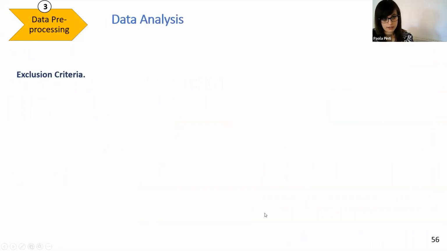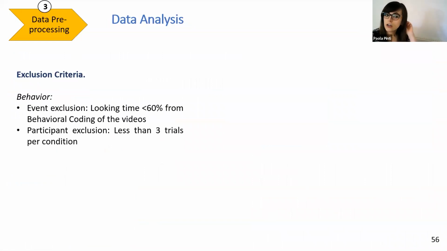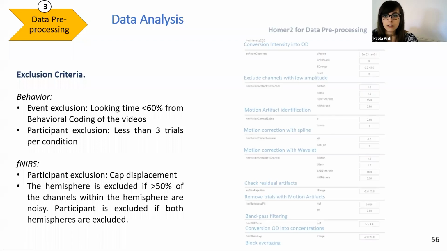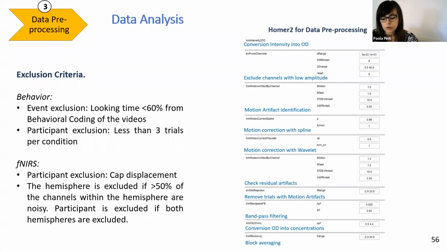In terms of the data analysis, we first excluded participants based on their behavior. So if we didn't have enough trials or enough look-in time, but also on the basis of our fNIRS signals. So if the cap was not placed properly, and if we didn't have enough good channels for each hemisphere. In terms of data preprocessing, we have used the Homer2 software toolbox. And here is a screenshot of our pipeline with our input parameters. So within this pipeline, we have included basically the same steps that we discussed within this webinar up until now.